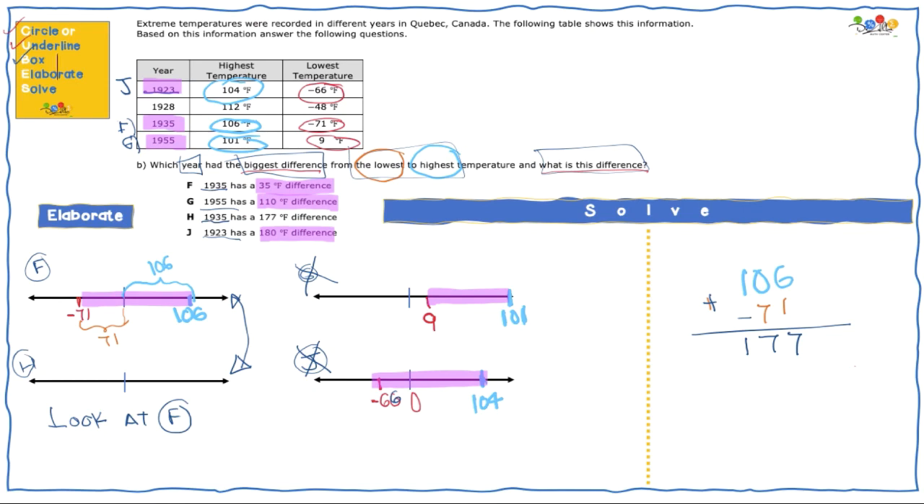And then, guys, this should be the difference. If I look at the answer choices, the only one that has that difference, we said that F and H will be the same graph, but the actual difference is 177. So this is our answer.